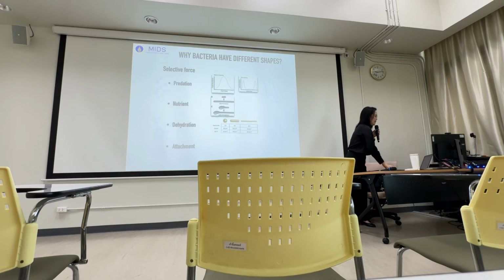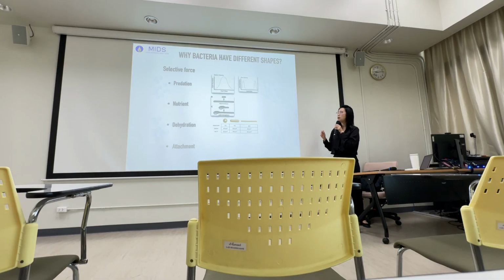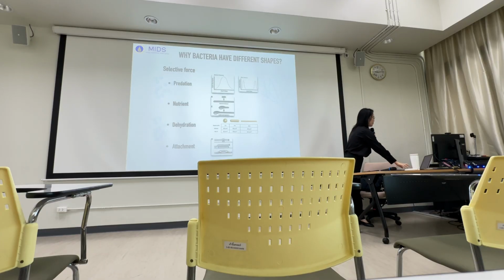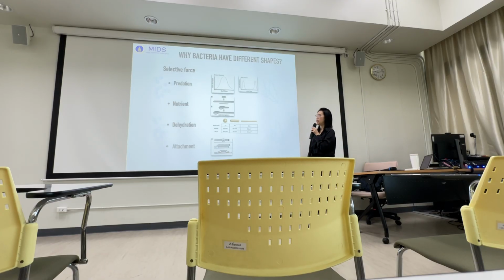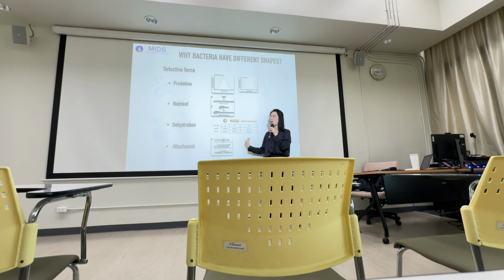For dehydration, sometimes it is very dry, so they reduce their size to reduce the surface area, to stop losing moisture. And also attachment: if you stay in a spherical shape, it is quite easy, once you are in an environment with water flowing, to be eliminated from the environment. So they increase their size to increase the area to attach onto the surface.